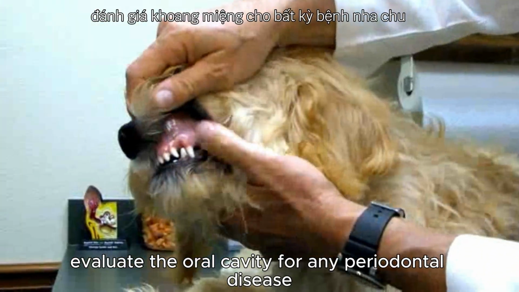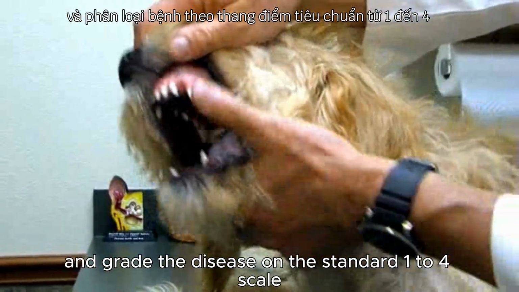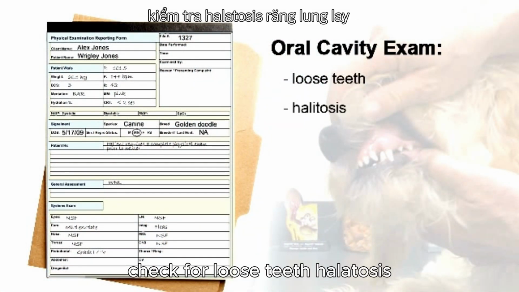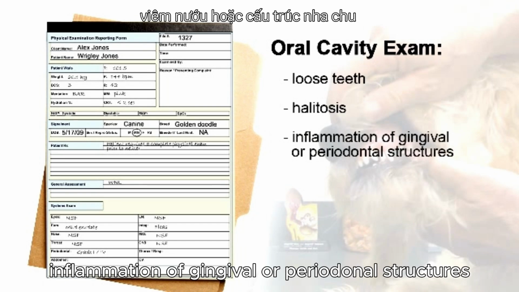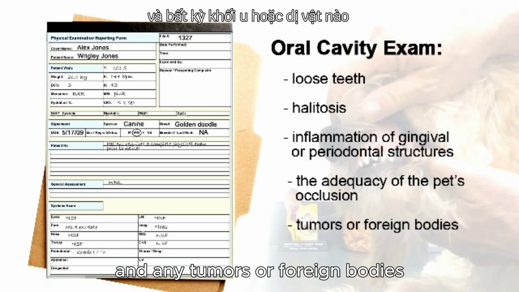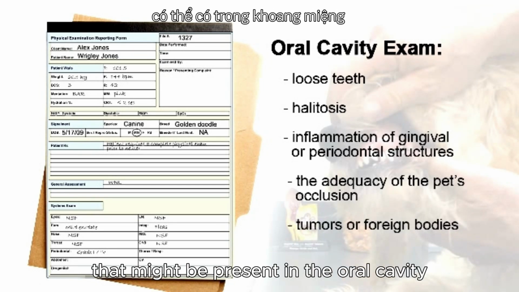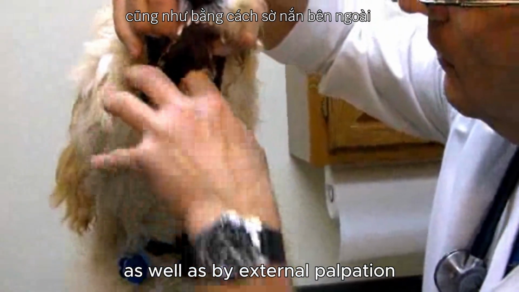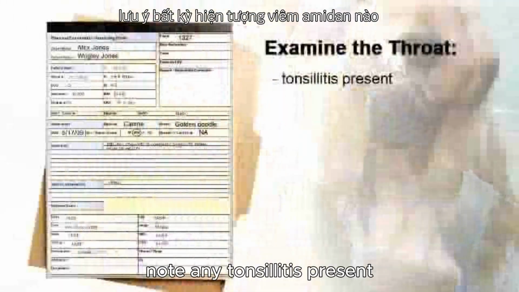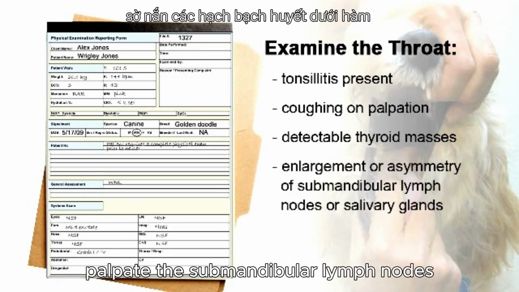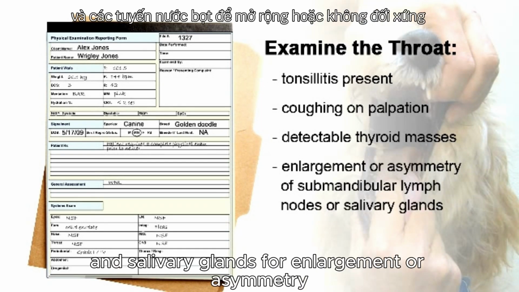Evaluate the oral cavity for any periodontal disease and grade the disease on the standard 1 to 4 scale. Check for loose teeth, halitosis, inflammation of gingival or periodontal structures, the adequacy of the pet's occlusion, and any tumors or foreign bodies that might be present in the oral cavity. Examine the throat internally from the oral cavity, as well as by external palpation. Note any tonsillitis present, coughing on palpation, or detectable thyroid masses. Palpate the submandibular lymph nodes and salivary glands for enlargement or asymmetry.